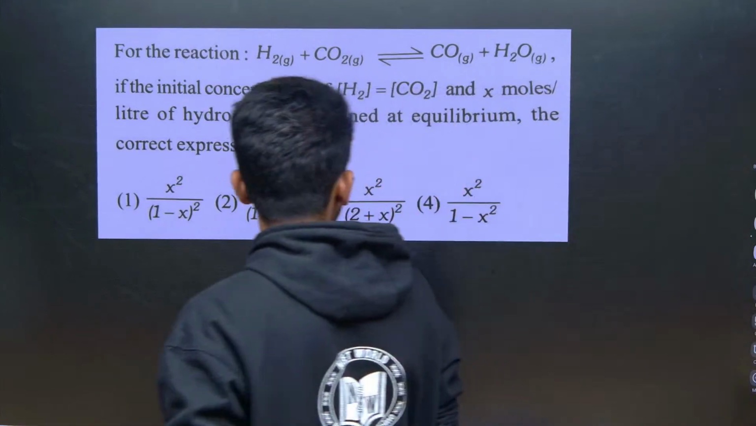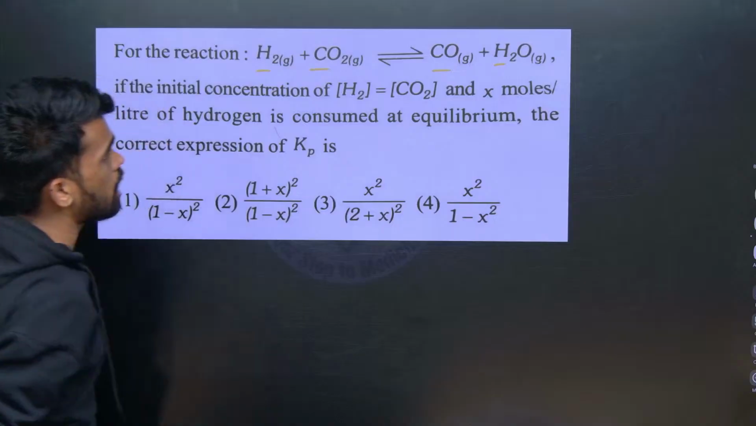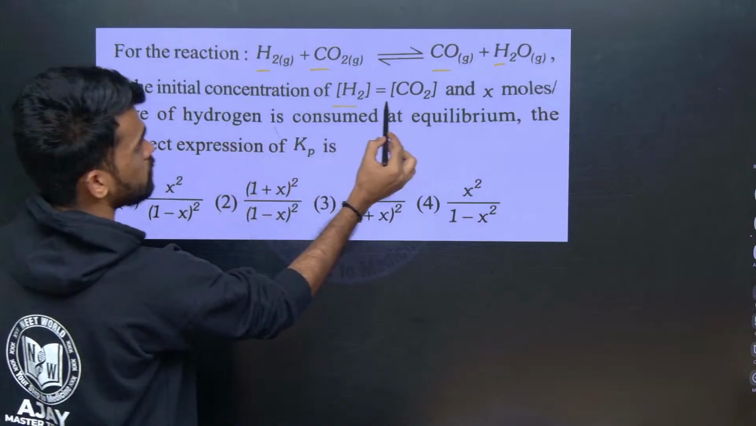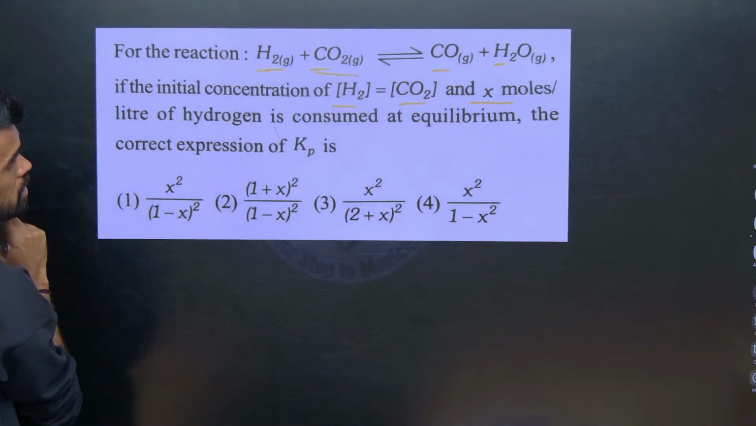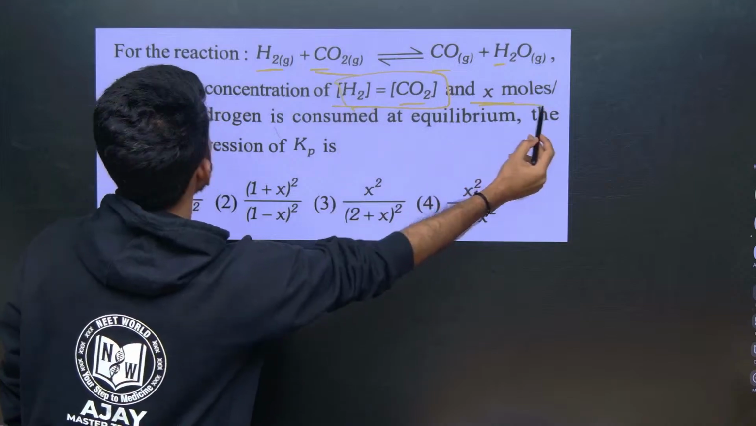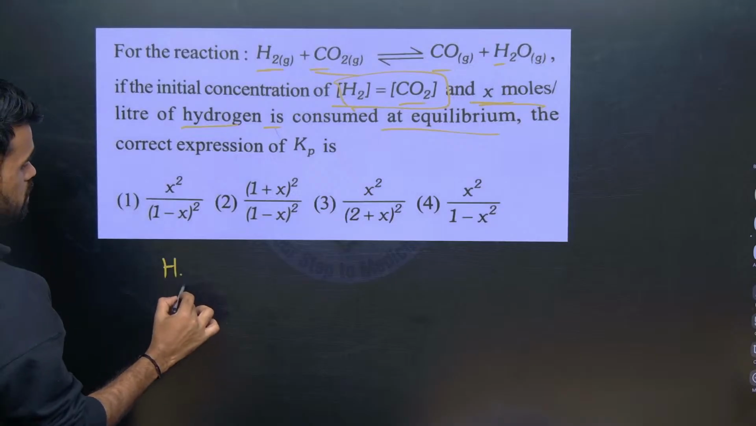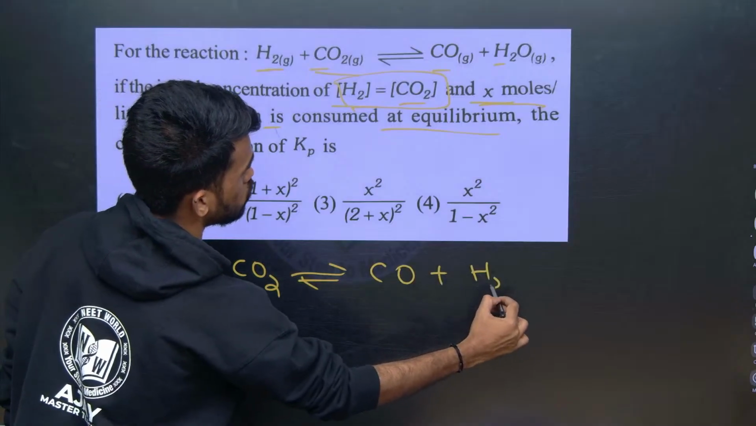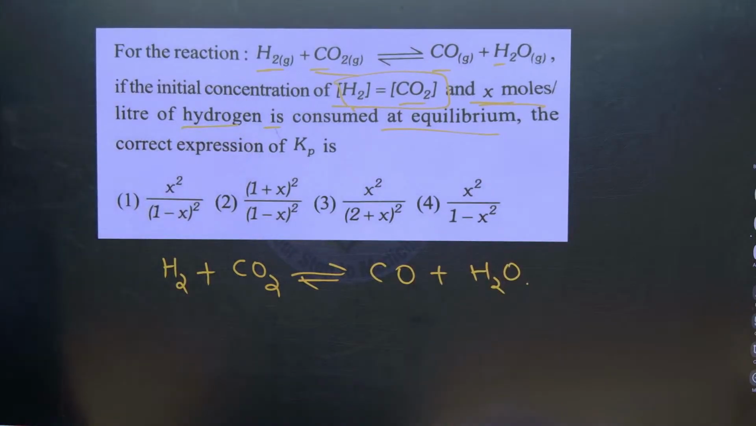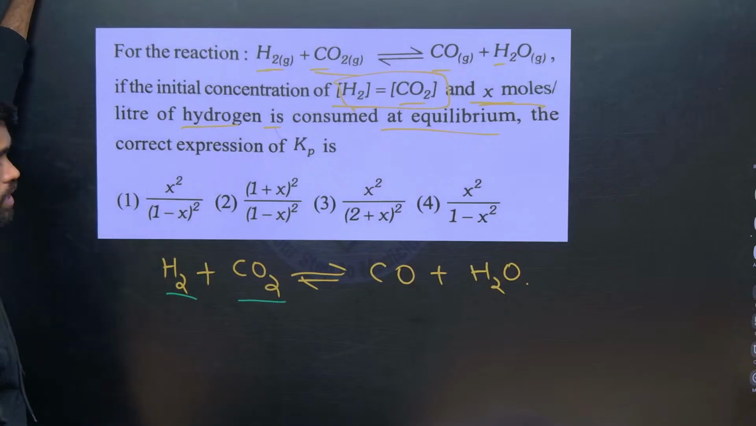This is again important. For the reaction H2 plus CO2 gives rise to these things, all of them are gaseous. If the initial concentrations of H2 and CO2 are equal and x mole per liter of hydrogen is consumed at equilibrium. So let us write that equation first. H2 plus CO2 gives rise to CO plus H2O. All of them are in gaseous state, right? So what are they saying? The initial concentrations of H2 and CO2 are the same.